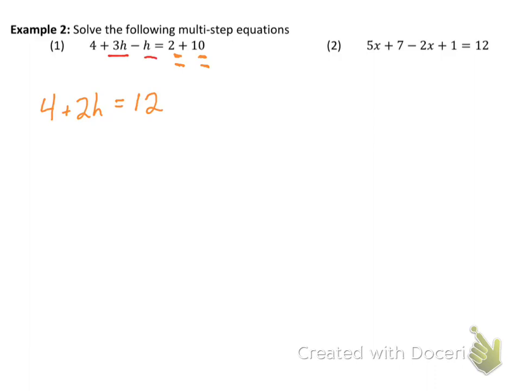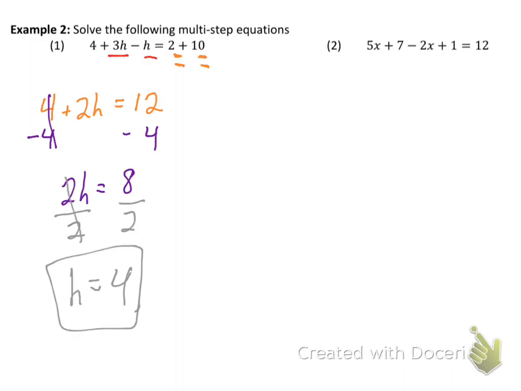So now, my next step to solve this equation, I am going to subtract 4 from both sides. So I get 2h equals 12 minus 4, which is 8. And then I'm going to divide both sides by 2. So I get h equals 4. Make sure to check your answer on that.